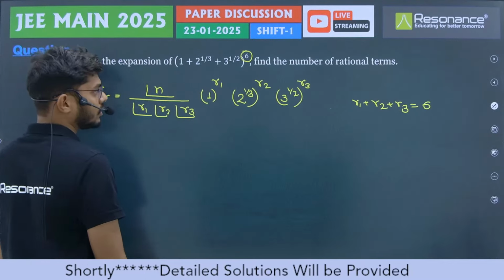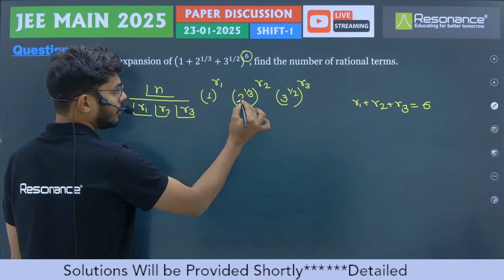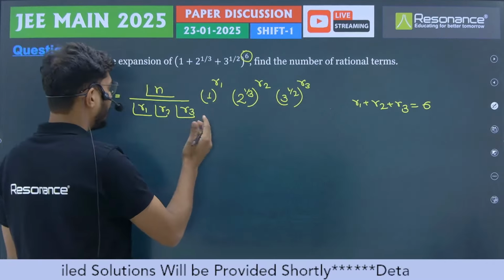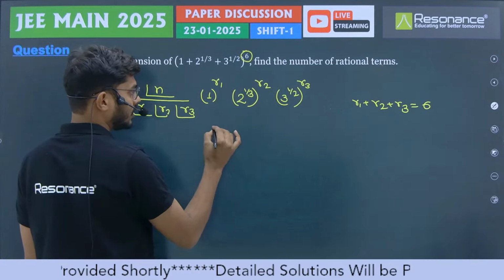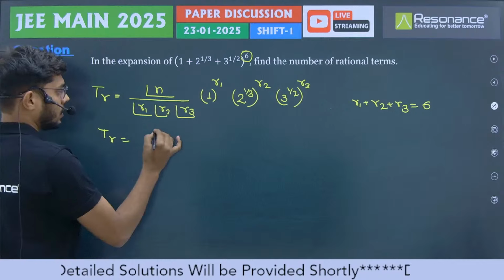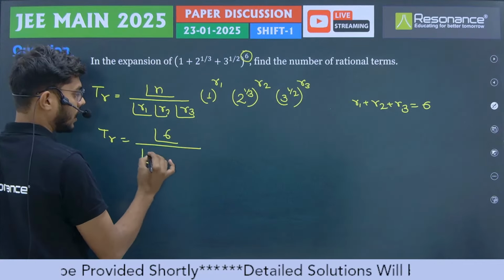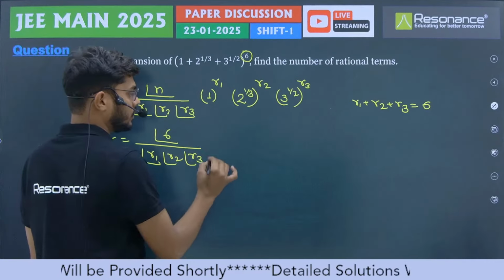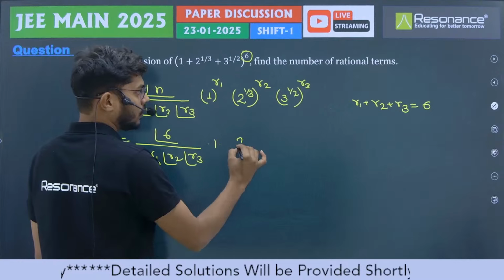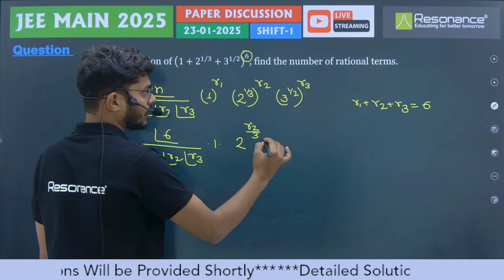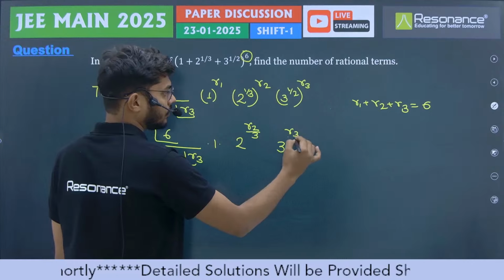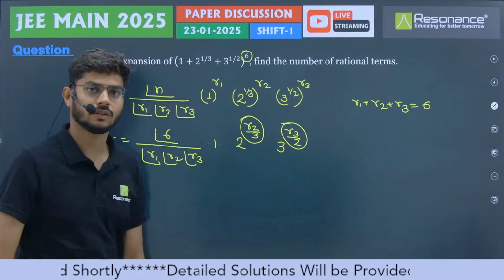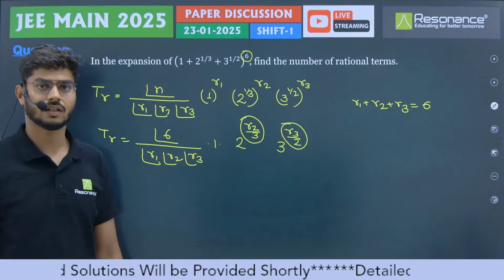How can we find the rational terms? There should not be any radical power of 2, and not any radical power of 3. So I will simplify a little bit. This is 6 factorial upon r1 factorial, r2 factorial, r3 factorial. 1 to the power r1 is always 1. Then 2 to the power of r2 by 3, as well as 3 to the power of r3 by 2. So r2 should be a multiple of 3 and r3 should be a multiple of 2, so that we don't have any radical power, right?